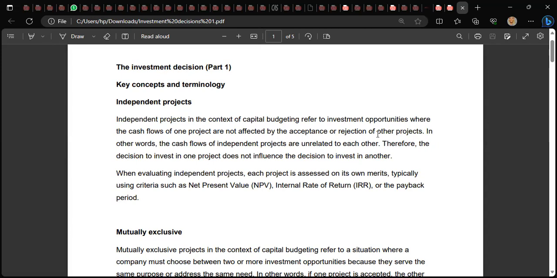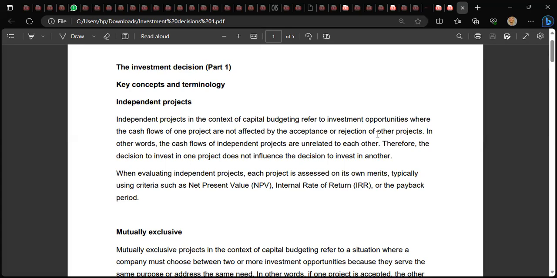So this is independent projects. It's where the cash flows of one project are not going to be affected by the acceptance or the rejection of other projects. In other words, cash flows of independent projects are unrelated to each other. Therefore, the decision to invest in one project does not influence the decision to invest in another. So these projects are basically independent of each other. When evaluating independent projects, each project is assessed on its own merits, so regardless of whatever project you take, it's not going to be affected by that.